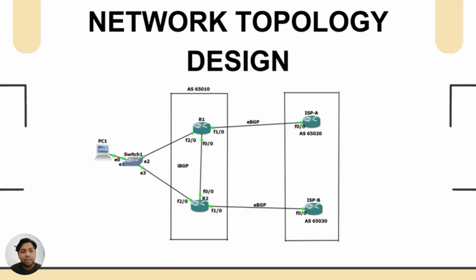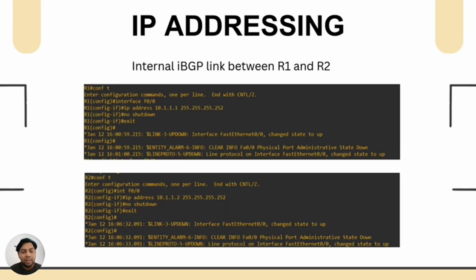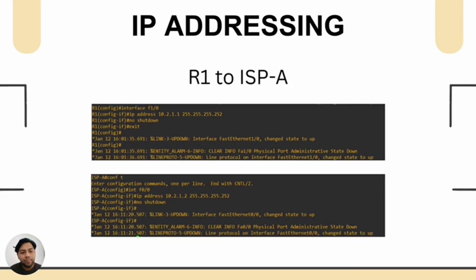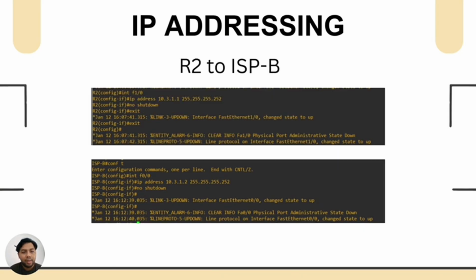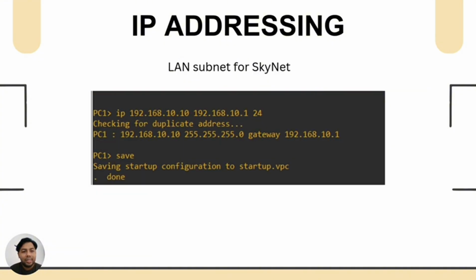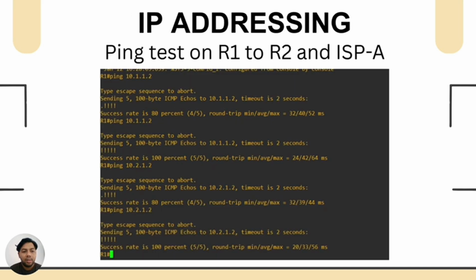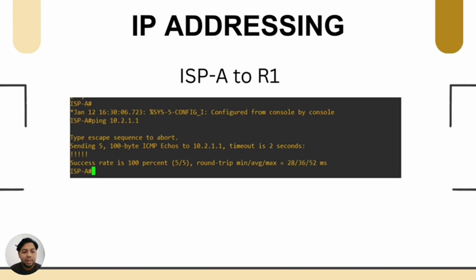So this is the network topology design. This is the IP addressing for the iBGP link between R1 and R2. This is the output for R1 and R2. This is R1 to ISPA. This is the output for R2 to ISPB. This is the LAN subnet for Skynet, showing the IP on PC1. This is the output for the ping test on R1 to R2 and ISPA. This is the output for ISPA to R1. This is the output for the IP addressing for me.